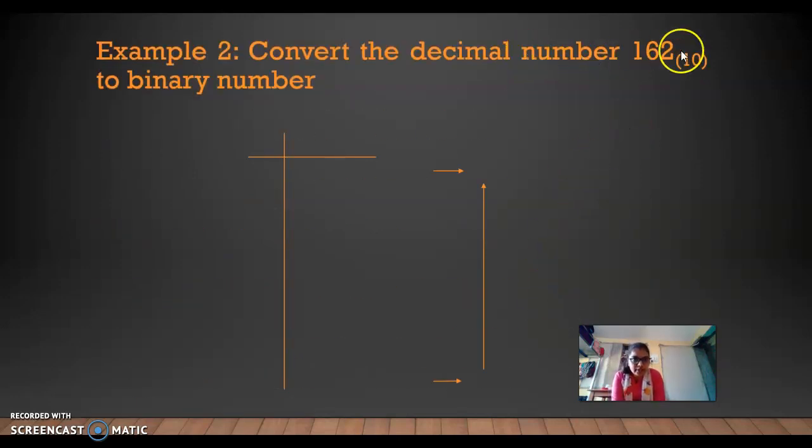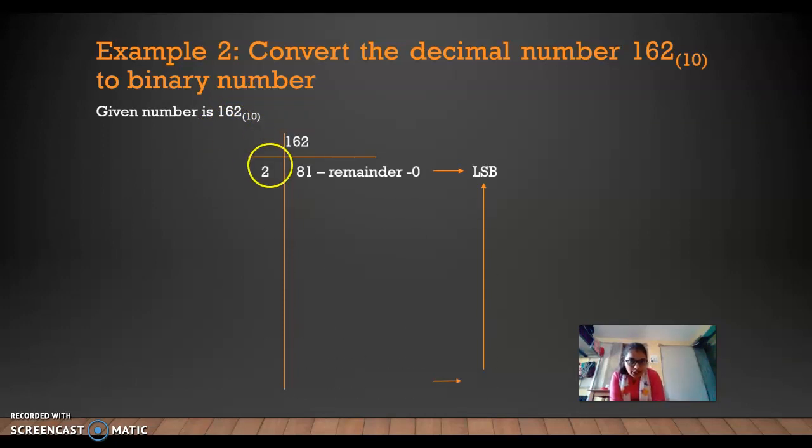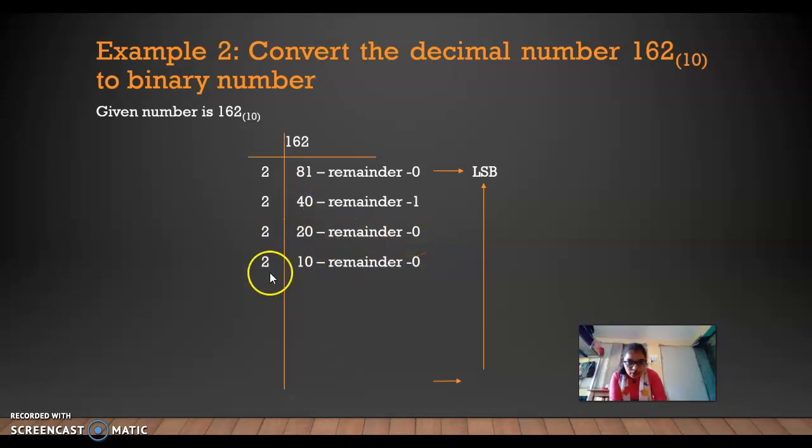Convert the decimal number 162 base 10 to a binary number. Given decimal number is 162 base 10. Start dividing it by 2. 2 81s are 162. Remainder is 0. Make the first remainder the LSB. 2 40s are 80. Remainder is 0. 2 20s are 40. Remainder is 0. 2 10s are 20. Remainder is 0. 2 5s are 10. Remainder is 0.